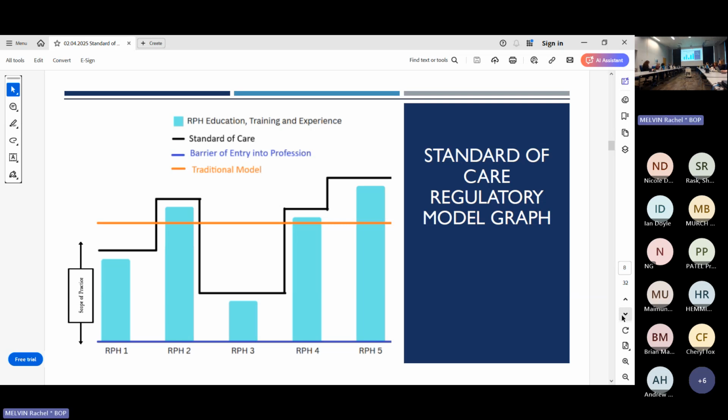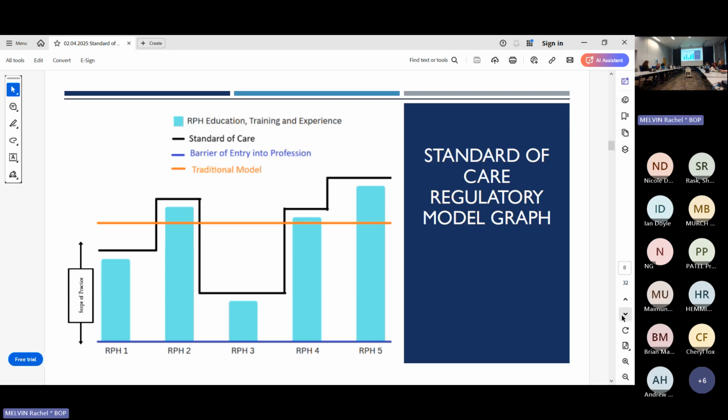So you'll see this model or this graph quite a bit if you go to any conferences or any lectures, webinars, etc., where this is talked about. And so this is a personal adaptation based off what I've seen. So what is this? We have 5 pharmacists here represented by the bars.